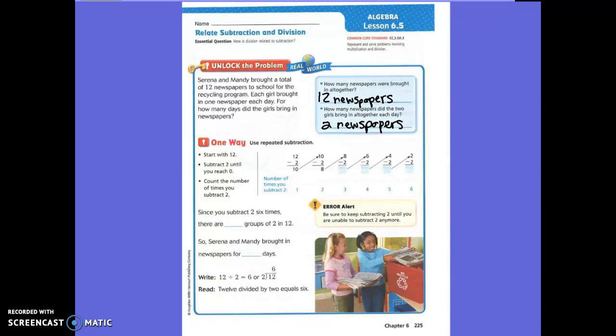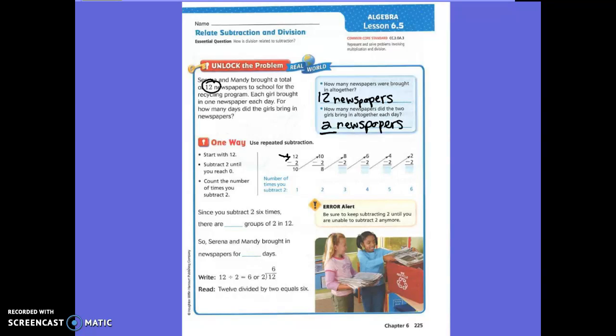Okay, to figure out this problem, you're going to start your subtraction problem with 12, because 12 is your biggest number. So do you see in this first problem, they start off with 12. 12 was our big number, right? And then we said each girl brought in 1 newspaper a day, which went to 2 newspapers every day, right? So we're subtracting by 2. So 12 minus 2 equals 10. We now have to keep going and keep subtracting that until we get to 0.